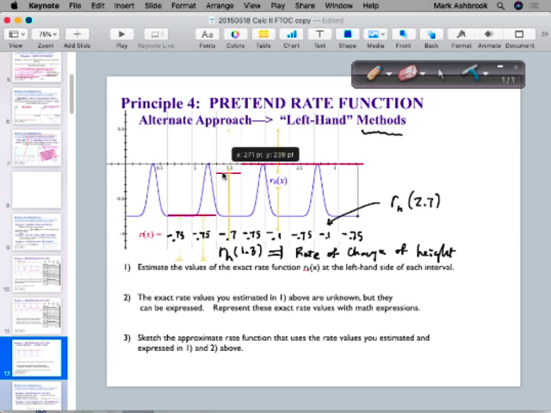Just about negative 0.7. Exactly what? R sub h of 1.3. And then I'm going to take that r sub h of 1.3 and make it a constant rate for that whole interval from 1.3 to 1.65. So what I'm drawing, this is what you should have done in step 3. Okay, where's the next one? Essentially negative 0.75. Exactly, r sub h of 1.65. Okay, next one. Something like that. Next one.